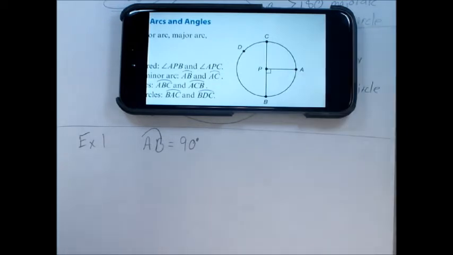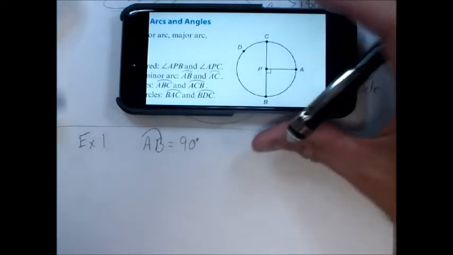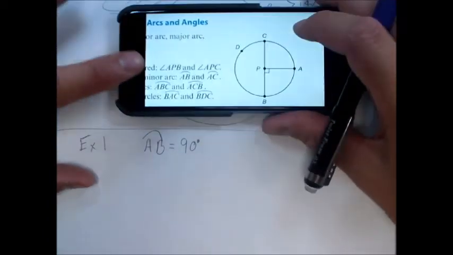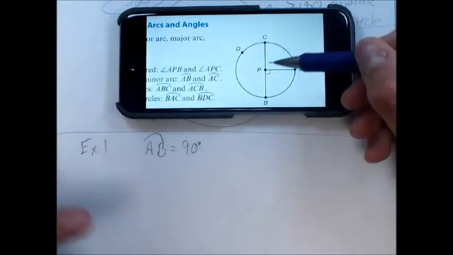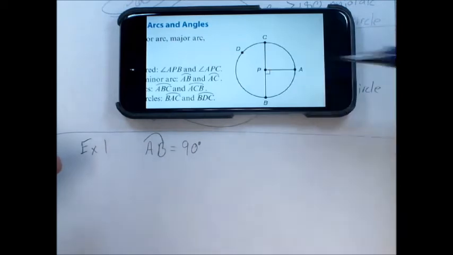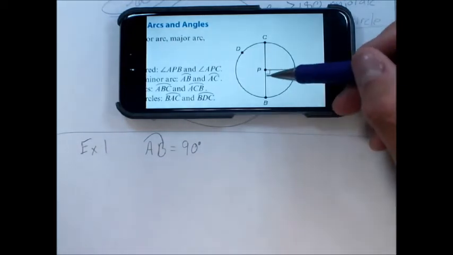Now, if I said, what is arc BAD in this one? It's a major arc, just the bigger one, right? Nothing crazy there. And why do I know? He already told me that this one was 90. He told me that angle CPA was 90. How do I know that? Yeah, it makes a perfect L.